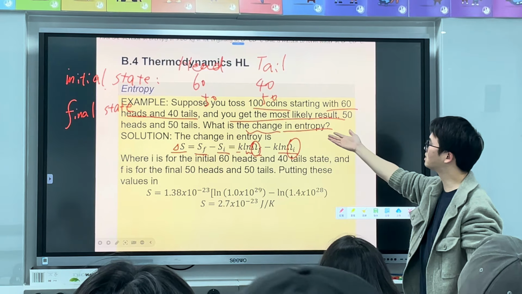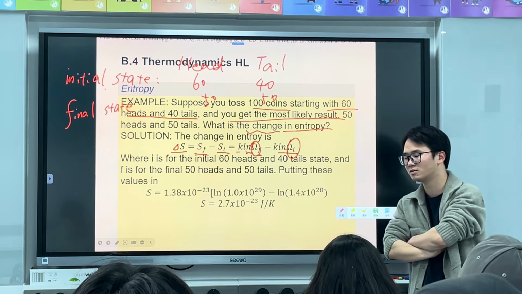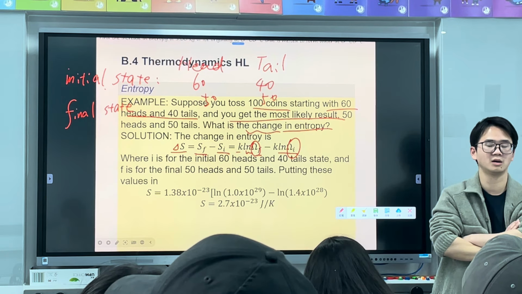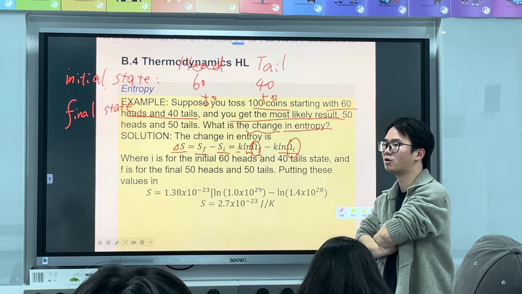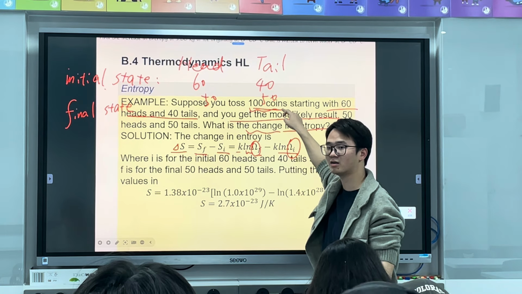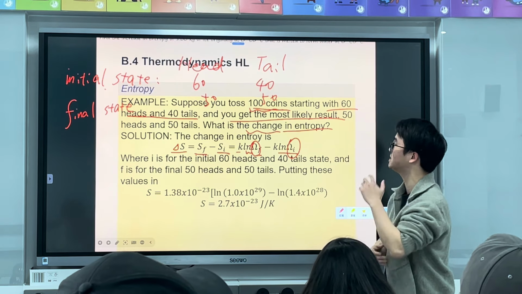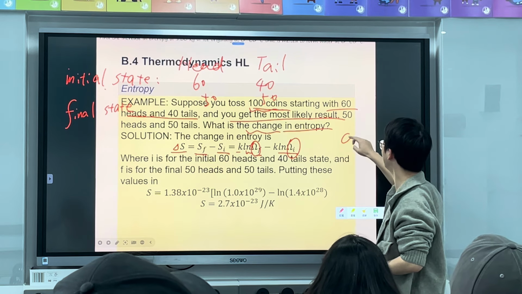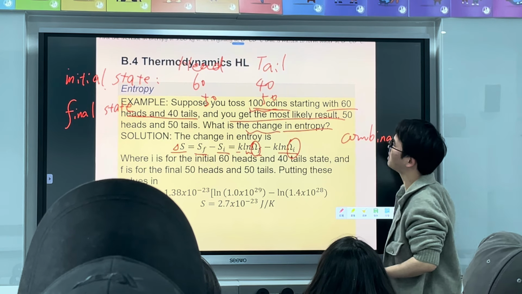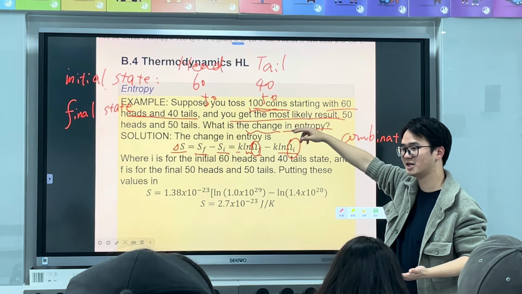For these 100 coins, should you use combination or permutation? Why combination? The order doesn't matter here because the 100 coins are identical, right? If they're identical, then the order doesn't matter, so we need to use combination. So for the initial state, how many possible combinations are out there?